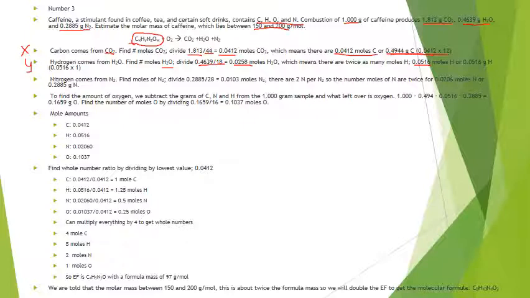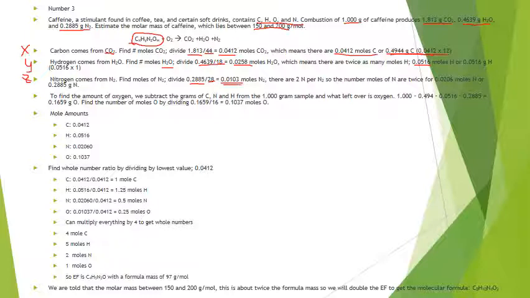Now Z, nitrogen. The nitrogen comes from N2. We know that 0.2885 grams divided by 28 grams per mole gives me this many moles of nitrogen. For every N2, there's 2 N's, so don't let the word nitrogen get you mixed up here. When I say N2, I mean nitrogen gas. So for every mole of N2, there's 2 N's.